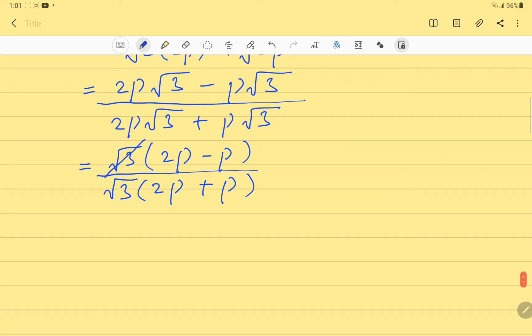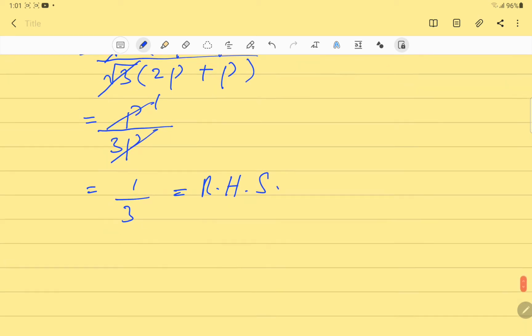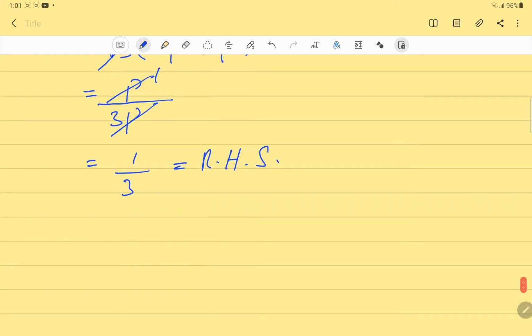Square root of 3 cancels with square root of 3. In the numerator 2p minus p is p, and in the denominator 2p plus p is 3p. P cancels with p, and we are left with 1 over 3, which is equal to the right hand side, which means both the solutions which we have got are actual solutions. In case they were not, then they would be called extraneous roots.